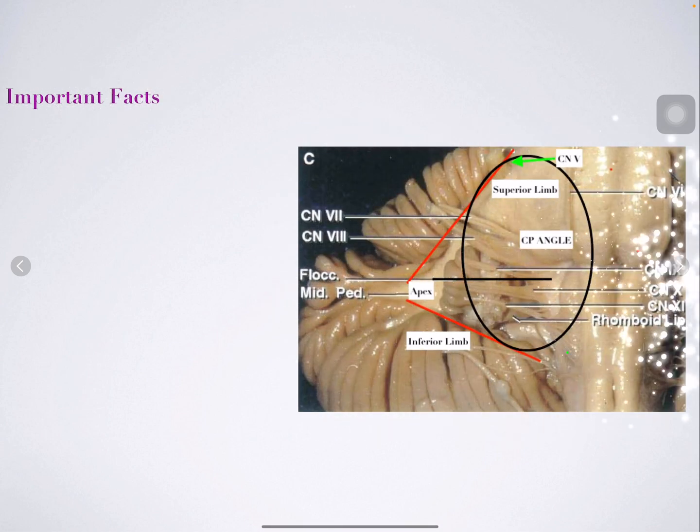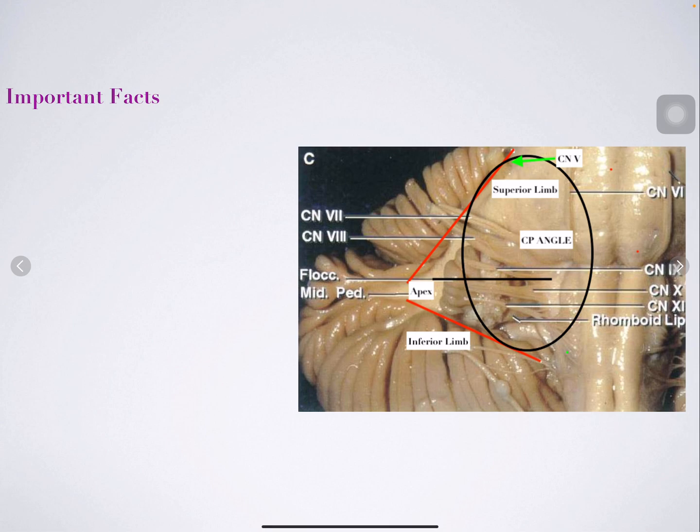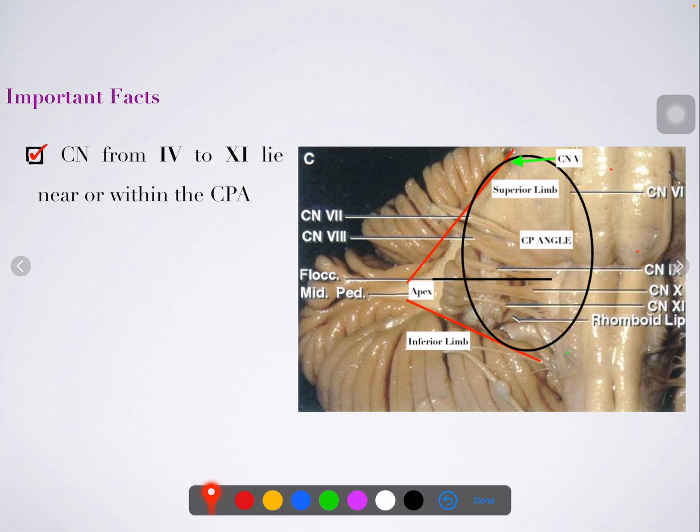Now again, some important facts, same picture again. So these important facts are, number one, you have all cranial nerves from 4 down to 11. So from the trochlear nerve all the way down to the accessory nerve, they all lie near or within the Cerebellopontine angle. Okay, let's prove it. So this is 5, 4 is a little bit higher up. So cranial nerve 5, trigeminal nerve.